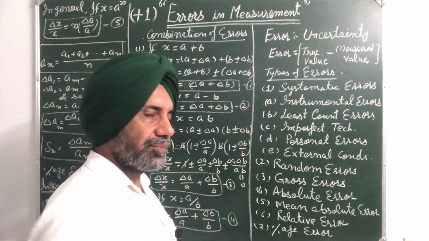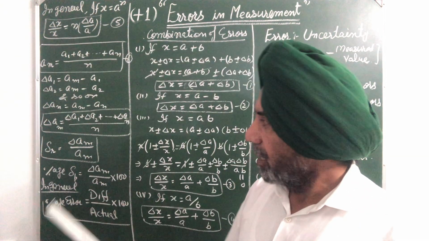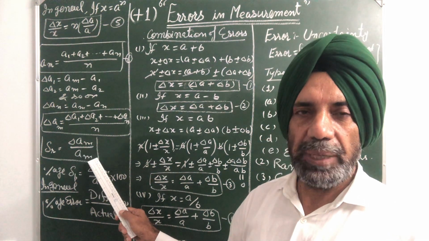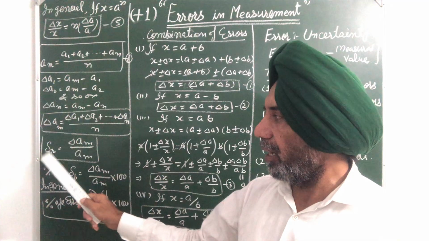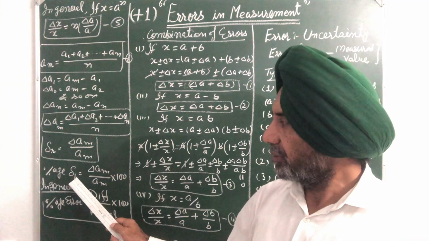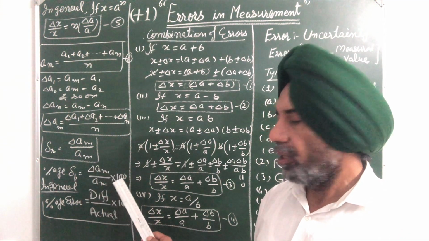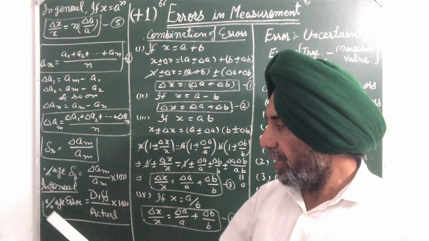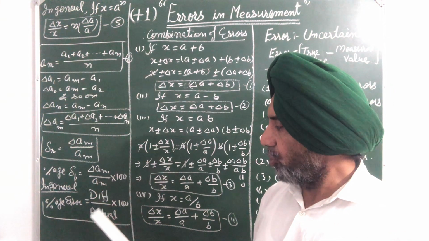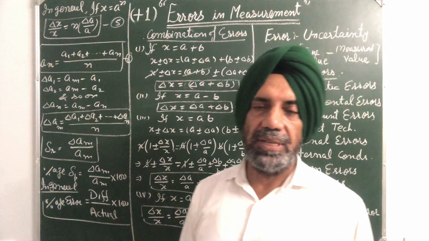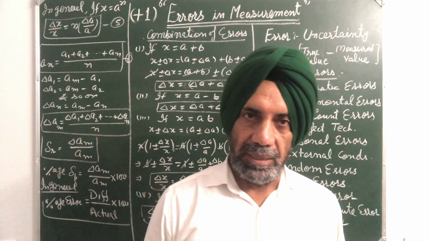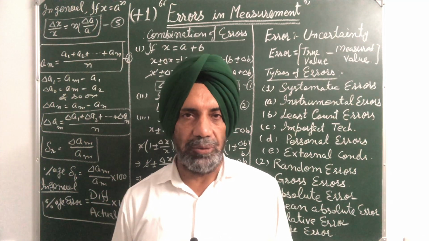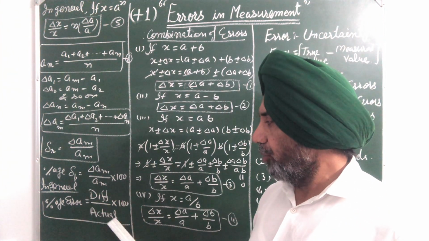Then relative error. Relative error is defined as the ratio of mean absolute error to the mean value. This is denoted by delta R. Then percentage error is equal to relative error into 100. In general, percentage error is given by difference over actual into 100. Difference means the difference between the actual value and the best value or measured value, over actual value into 100.